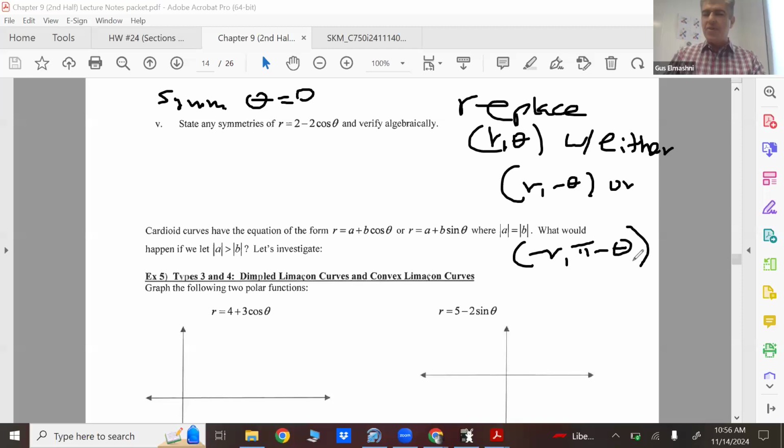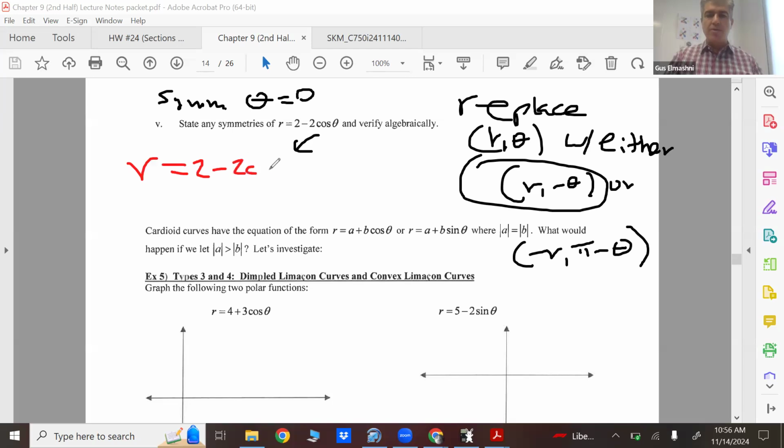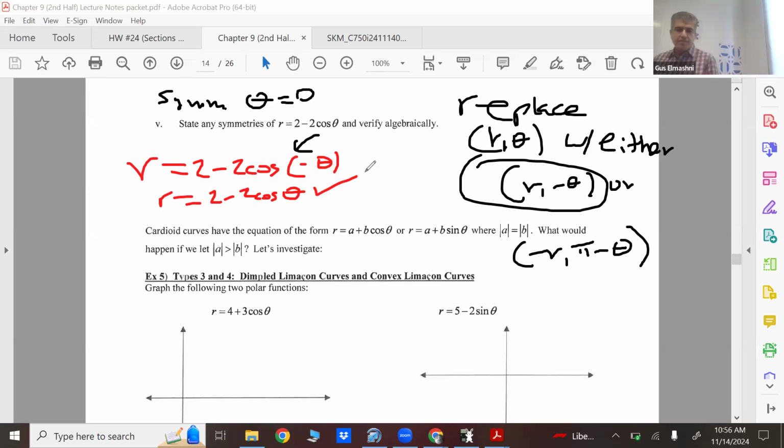I think just by investigating what's happening here, let's use this one because I'm pretty sure that's going to be fine. Because r is going to equal what? 2 minus 2 cos negative theta. What's cos negative theta? Great. What do you get? Same thing. Verified. That was easy. So if it's cos, it's always going to be an even function. Duh. So cosine just always means it's symmetric about the polar axis.